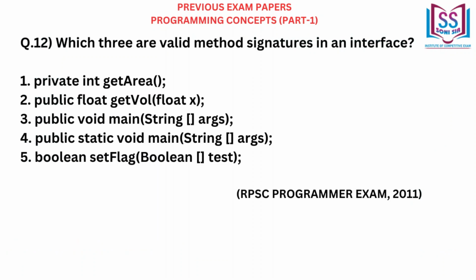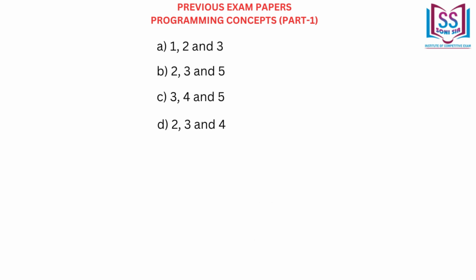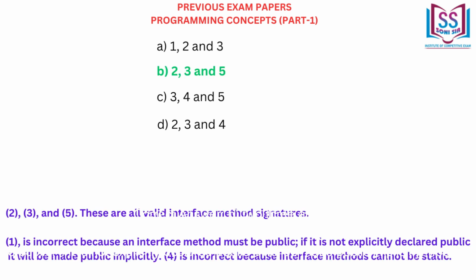Which three are valid method signatures in an interface? 1. Private int getArea. 2. Public float getWall(float x). 3. Public void main(String[] args). 4. Public static void main(String[] args). 5. Boolean setFlag(Boolean test). A: 1, 2 and 3. B: 2, 3 and 5. C: 3, 4 and 5. D: 2, 3 and 4. Correct answer B, 2, 3 and 5.